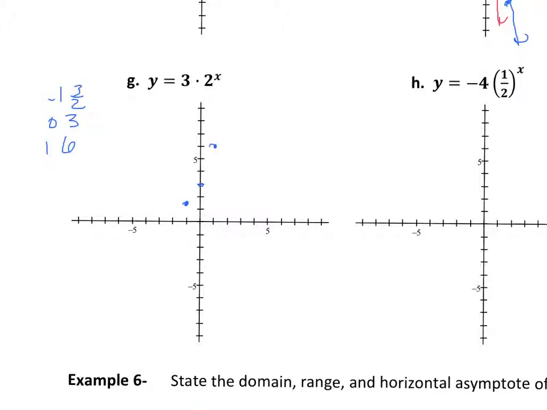Where's my asymptote? Did I shift it at all? No. I didn't, so where's my asymptote? It's Y equals 0, correct. So again, any constant out in front, multiply your Y values by that. That's all you have to do.